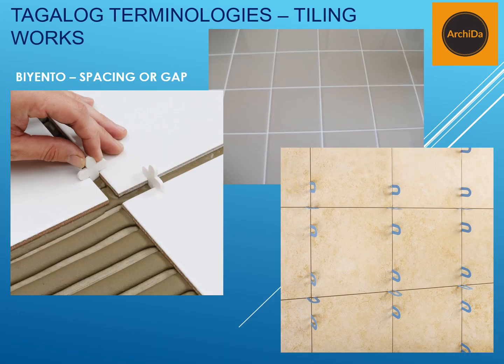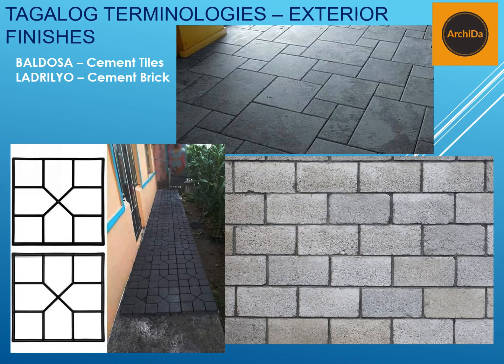Viento is the spacing or gap. Usually, this can be found in tiles. You can buy tile spacers to come up with the spacing for your tiles, although some contractors just use a 1-inch nail as their tile spacers. Baldosa is cement tiles, while ladrillo are cement bricks. Nowadays, you can buy formworks to come up with different designs for your cement tiles.